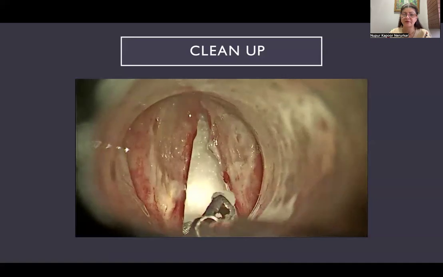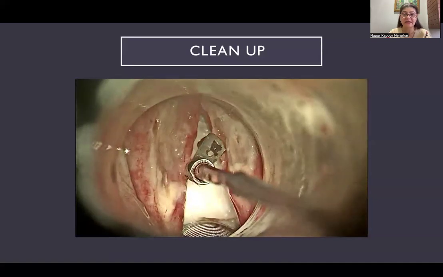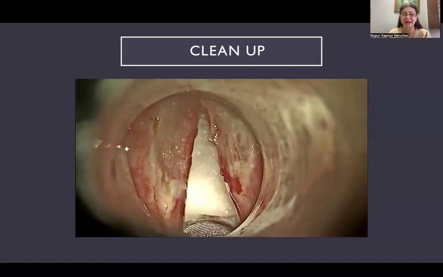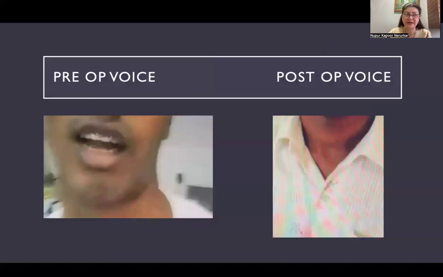Sometimes it's necessary to perform this cleaning of the slough twice. So on the 7th or 10th day, and again, maybe after 3 weeks. So we keep a close follow-up on the patient and see how the healing is. Usually in 4 to 6 weeks, the complete healing does take place.